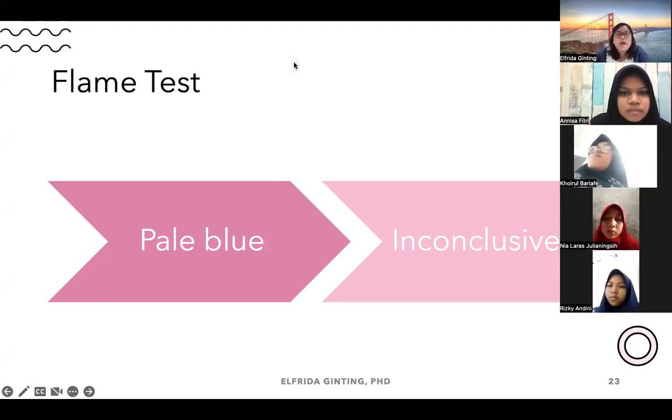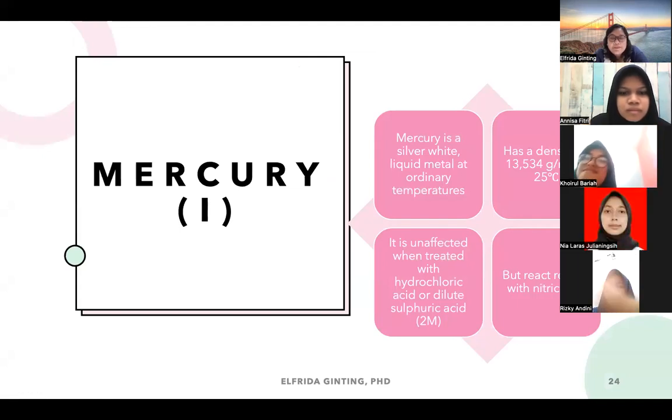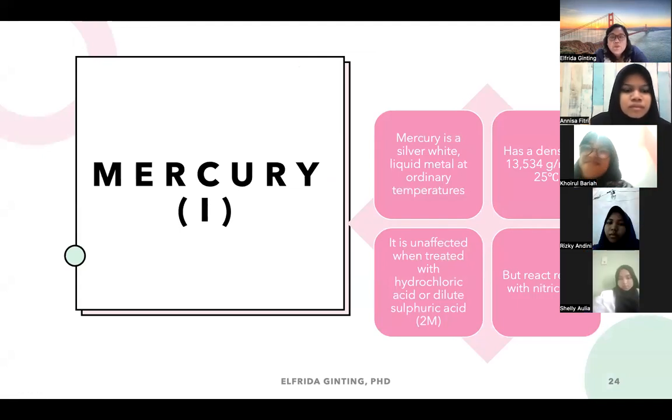Okay, now let's move to the second element, which is mercury. Now mercury, the color is silver white, and it's not a solid, so it is like a liquid metal. Did you guys ever break a thermometer before? A thermometer with mercury inside, yeah.